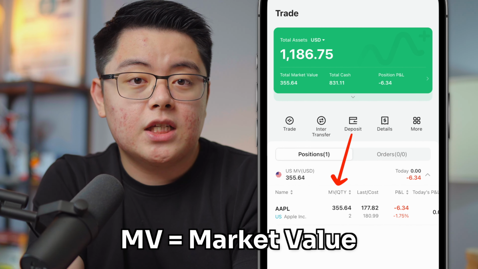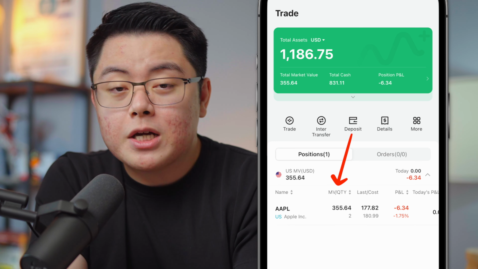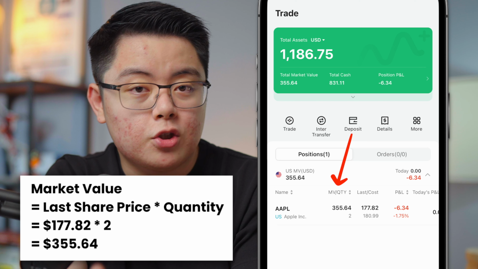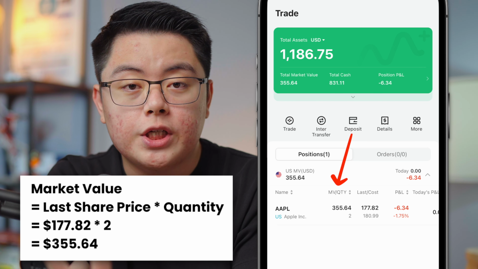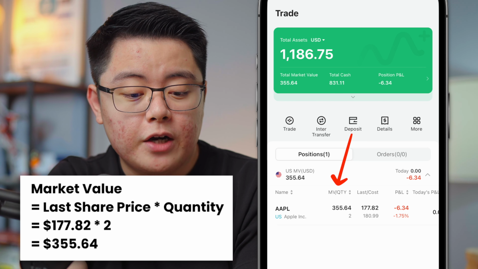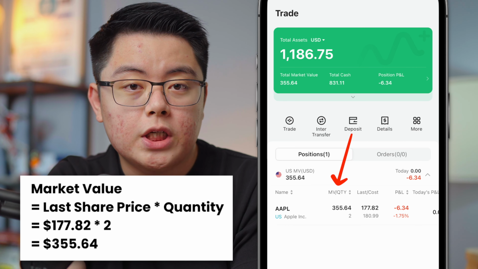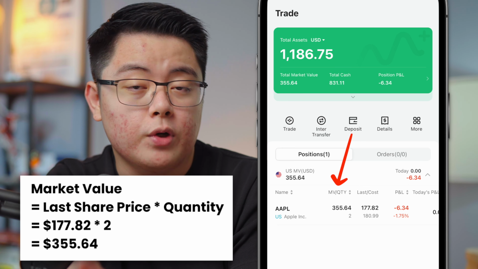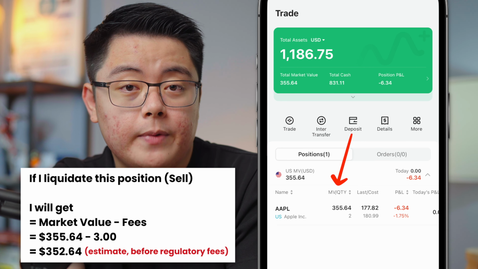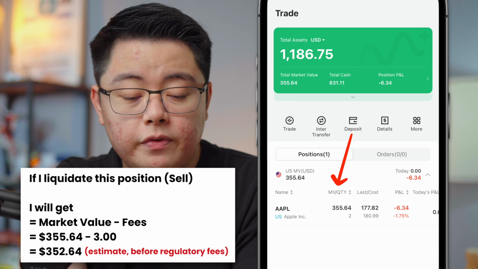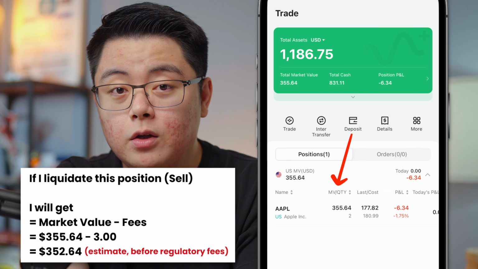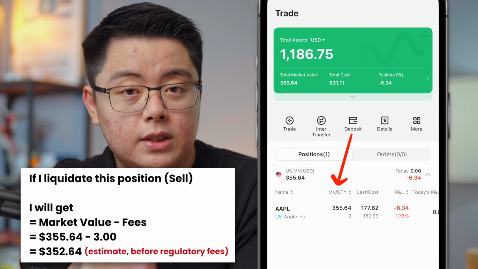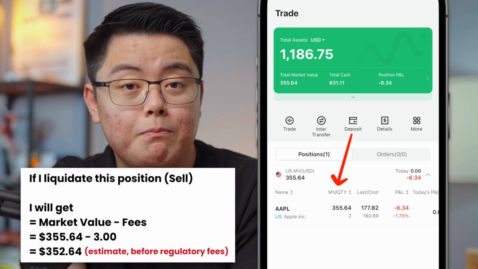and MV here stands for market value, which means how much the total stock is worth at this current point in time. And if you notice, QTY is 2, that means I have a quantity of 2 shares of Apple. So if each one is worth $177.82, 2 shares of it will be 177.82 times 2, which is equal to 355.64. And if I choose to liquidate and sell off my Apple shares right now, I will then get 355.64, which is the market value, minus another $3 brokerage fee for each trade, and the remaining 352.64 will be the US dollar cash that I am getting back in return.